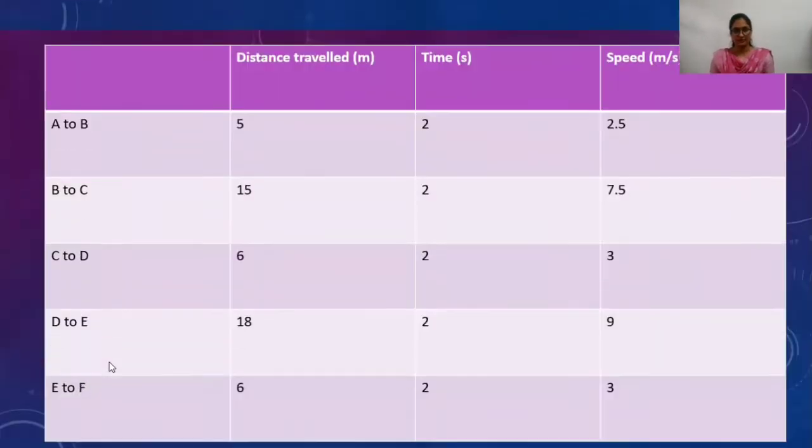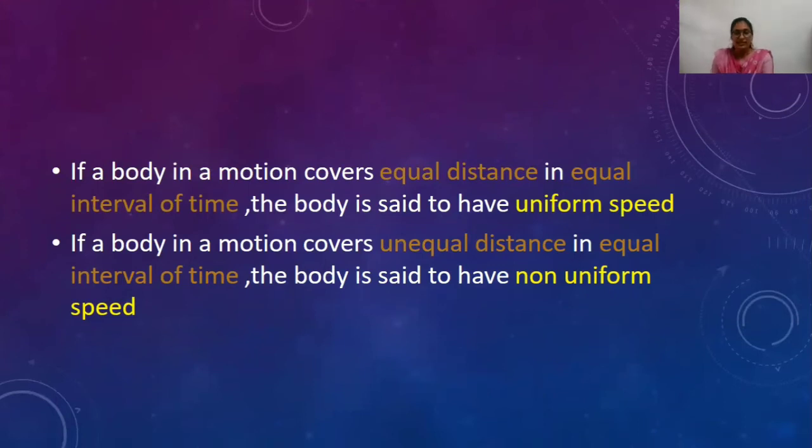If a body in motion covers equal distance in equal intervals of time, the body is said to have uniform speed. If a body in motion covers unequal distance in equal intervals of time, the body is said to have non-uniform speed. The term we should remember is that equal distance in equal intervals of time is uniform speed. Unequal distance in equal intervals of time is known as non-uniform speed.